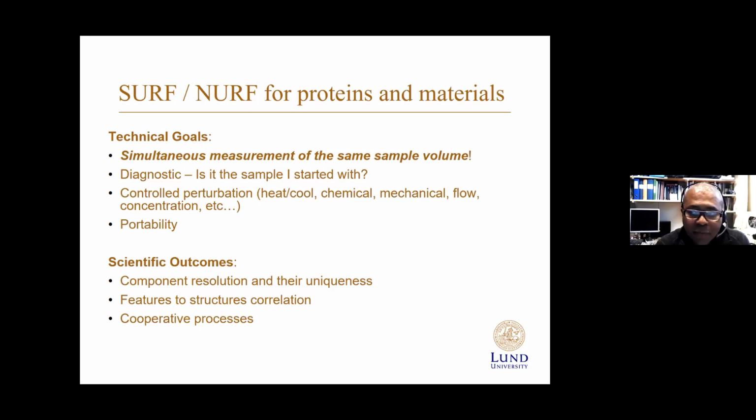But what is, again, very important is the scientific outcomes. So can we now, with the integrative approach, talk about component resolution? So looking at a kinetic or a process change and say, yes, we can identify uniquely two components that have been involved in this process. Can we map features to structures, meaning that a peak or a shoulder, does that correspond to a particular structure, meaning a beta sheet or an interaction that we have in our systems? And can we look at more complex things, for example, cooperative processes?